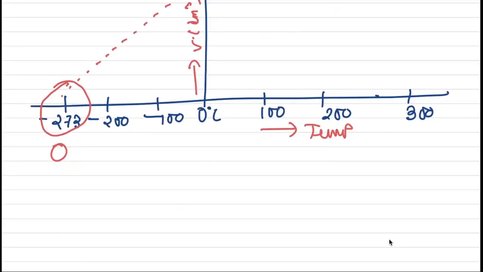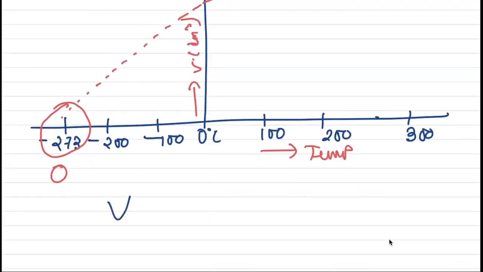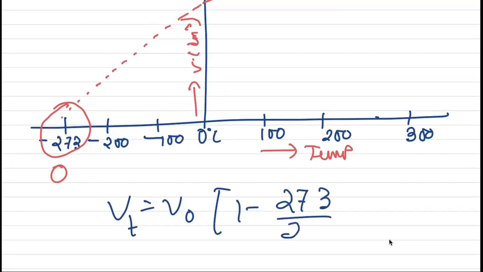How the volume becomes zero, you can see. What is the formula for Charles' law? Vt is equal to V0 (1 minus 273/273). Volume becomes zero. So that's why it is known as absolute zero temperature, where all the gases' volume becomes zero.